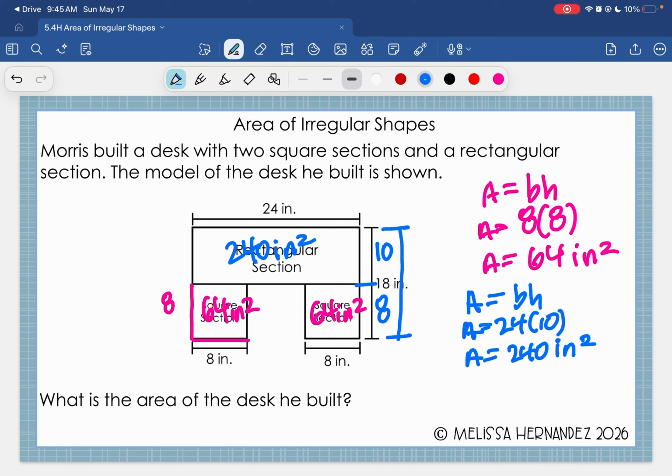And so what I would like my students to do is go ahead and remember you have to add up all 3 pieces. If you make a mistake, that's your only issue. 128 came from the 64 plus 64. So my answer is 368 inches squared.